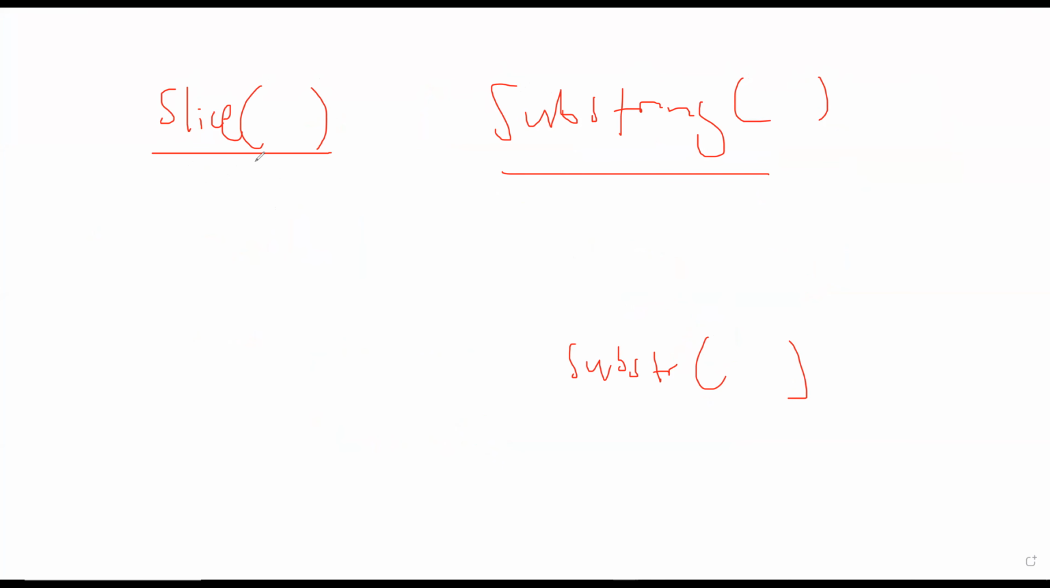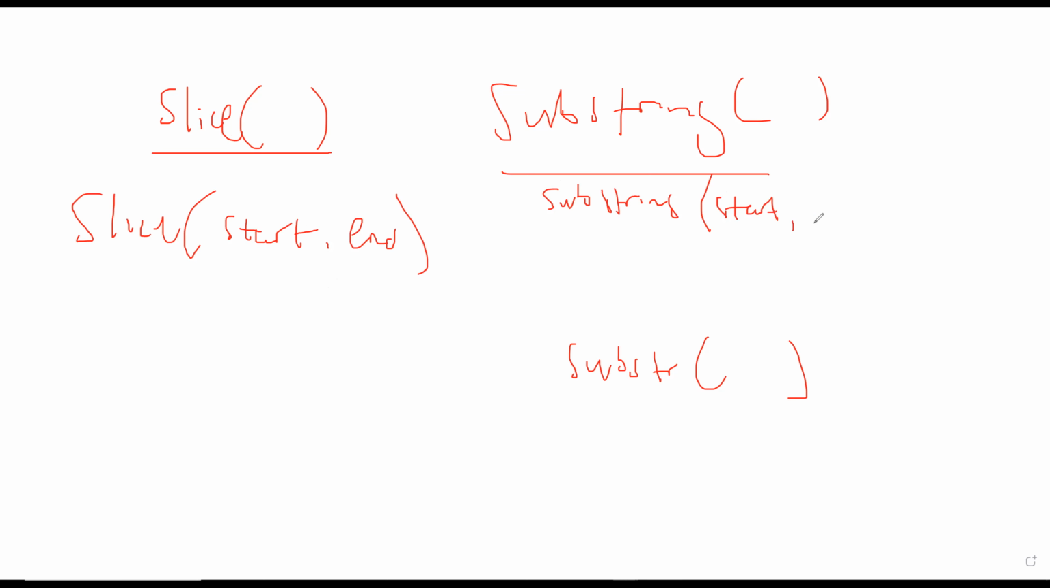Now, one thing is common to these three methods. The slice has the starting position called the start, then the end. Similarly, the substring has the starting position and also the end. However, the substring has a start position, but this time around, the length of the string you want to cut out.